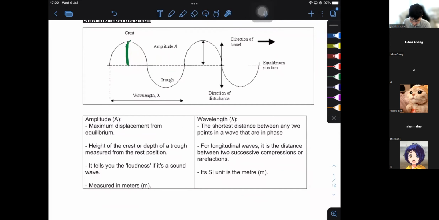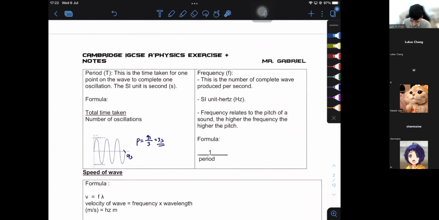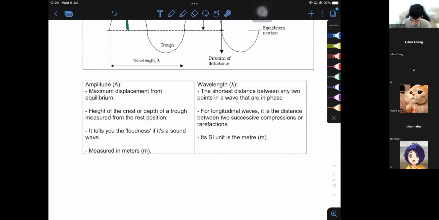But anyways, yeah. Don't copy this down first. I'll explain all 4 boxes, then you copy everything down straight away. Okay. Moving on is basically the wavelength.